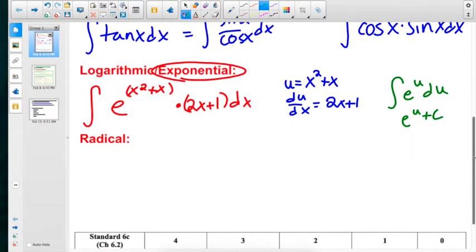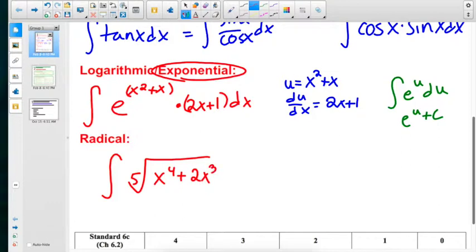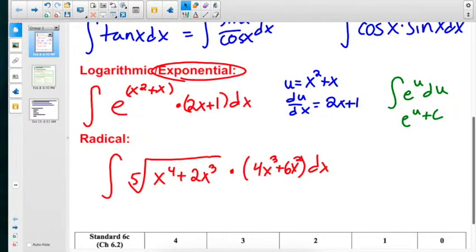Okay? And then a radical example would be like the fifth root of x to the fourth plus 2x cubed. How complicated does that look? But times, and I'm going to write something next. What do you think I'm going to write here? 4x to the third plus 6x squared. Yep, exactly. Or I could have actually written 2x cubed plus 3x squared. I could have written something that was just half of it. Okay? So radicals might look like this.